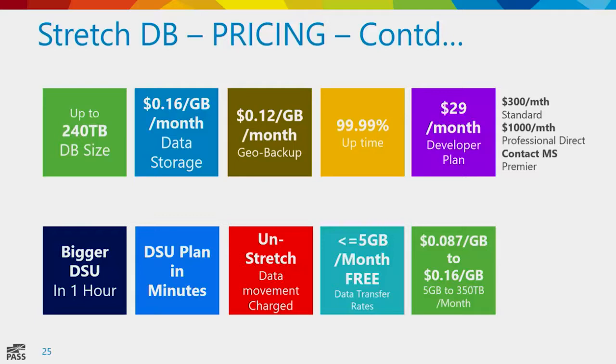And when you move to this plan, it is up and running within minutes. And you can unstretch it. Again, when you unstretch, any data movements are also still charged. For data transfer rates, anything less than 5 GB is free. But anything above 5 GB up to 350 terabytes is charged at 0.087 to 0.16 per GB. That will be your pricing on that.